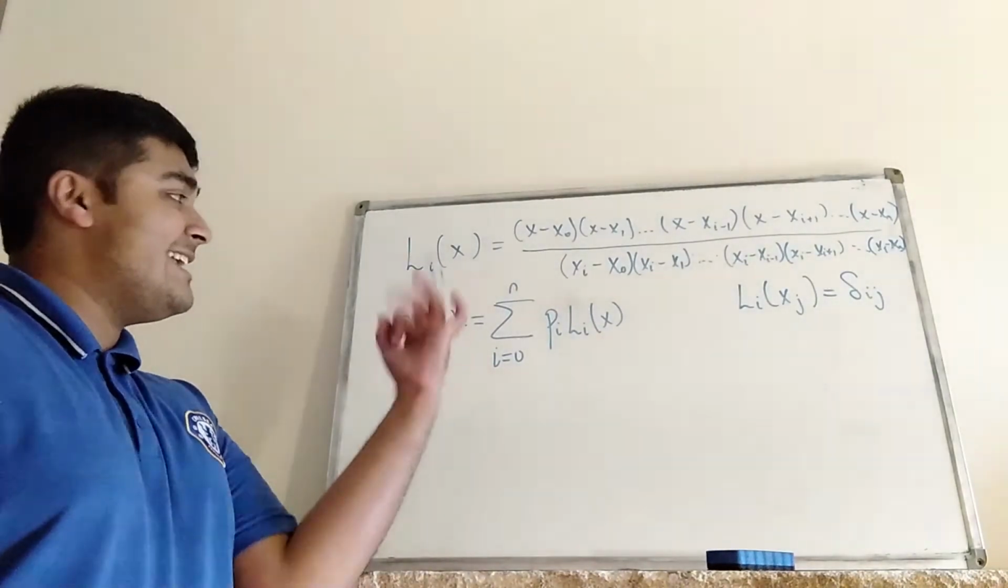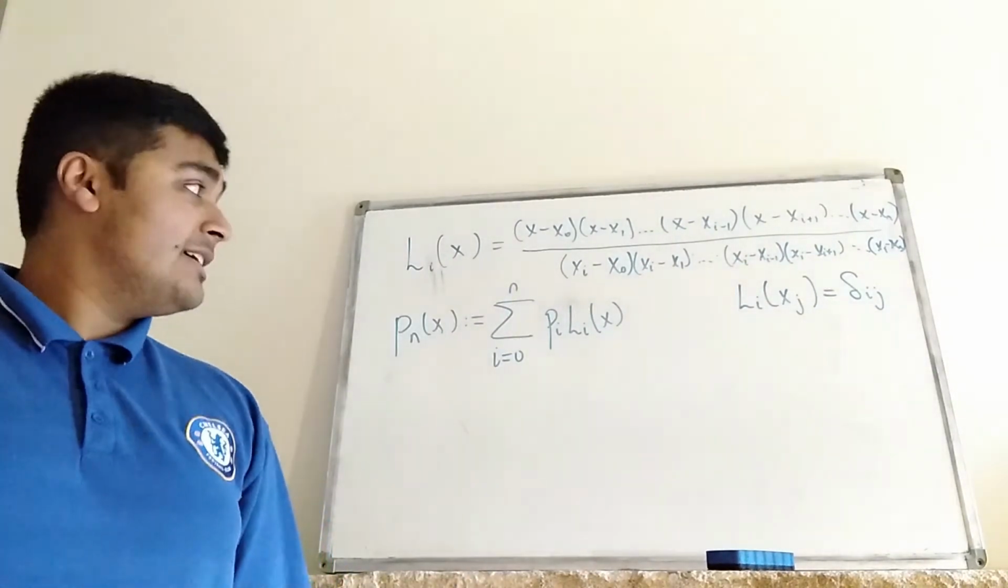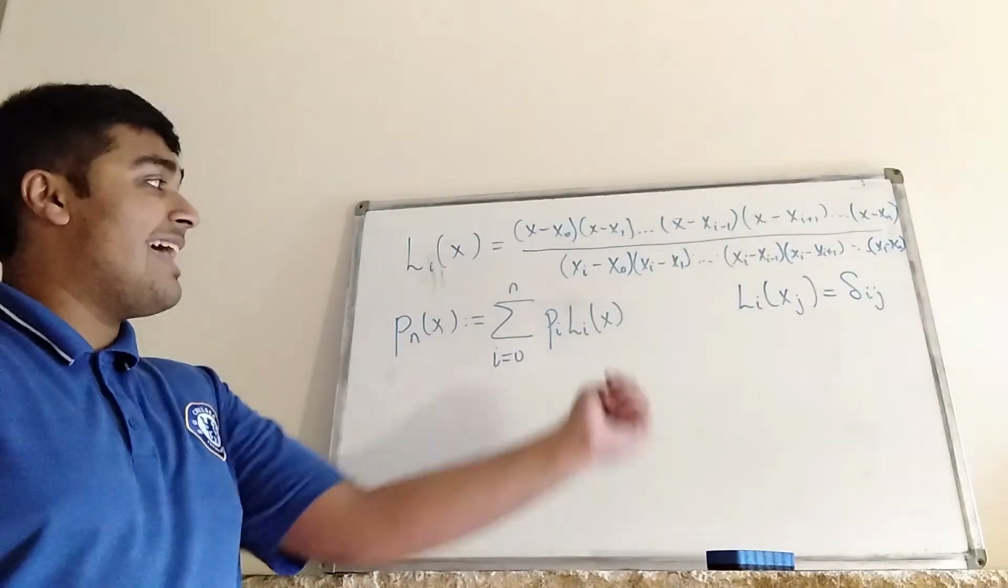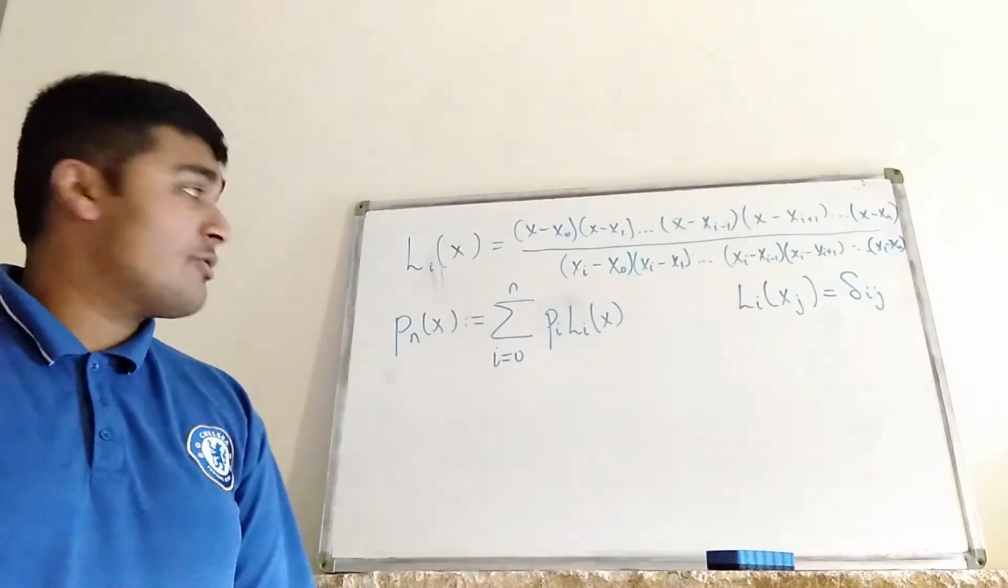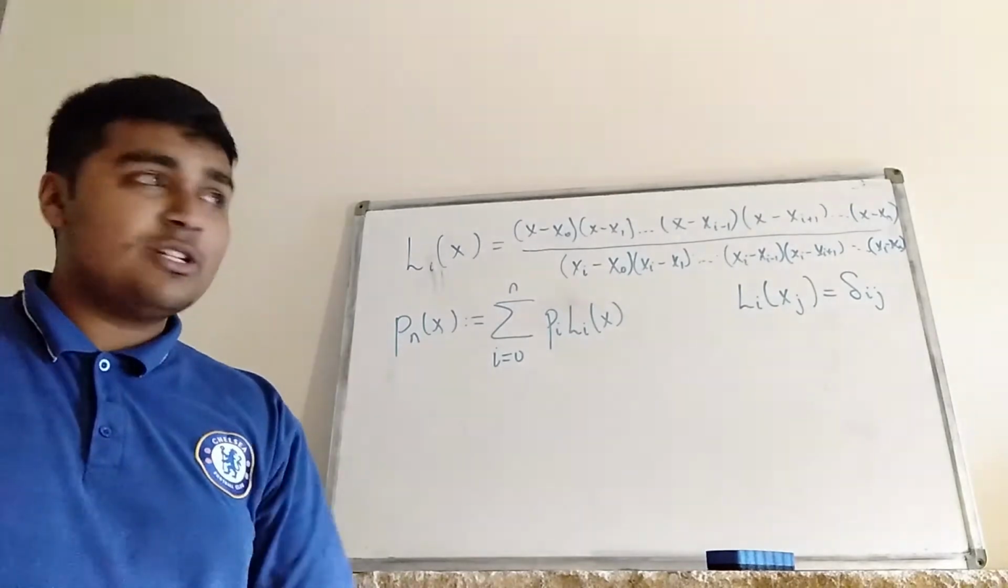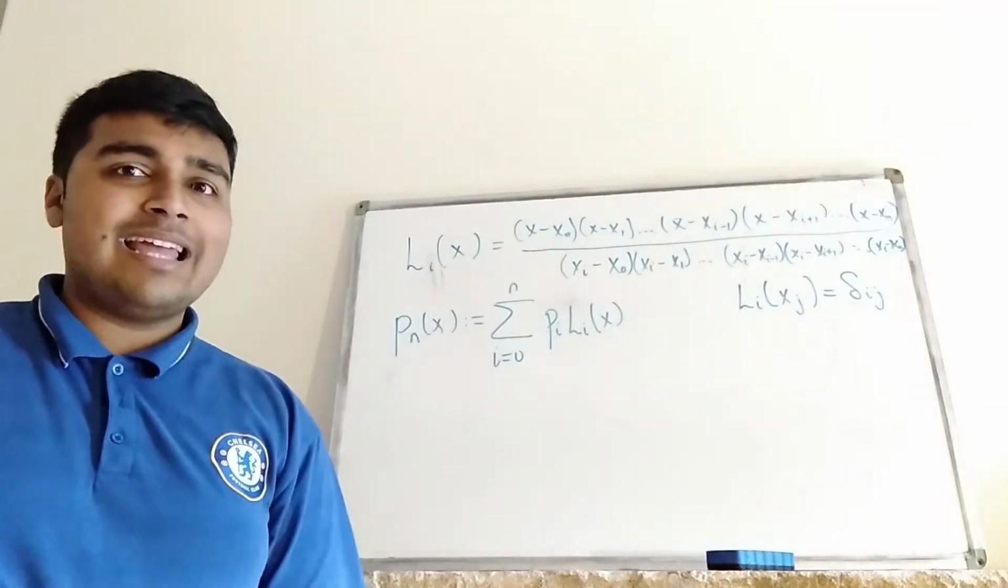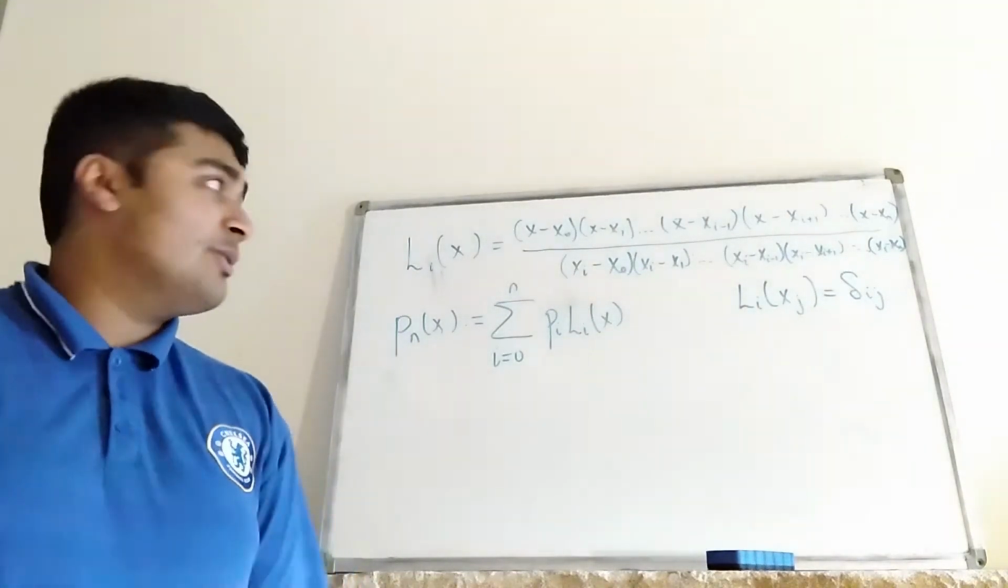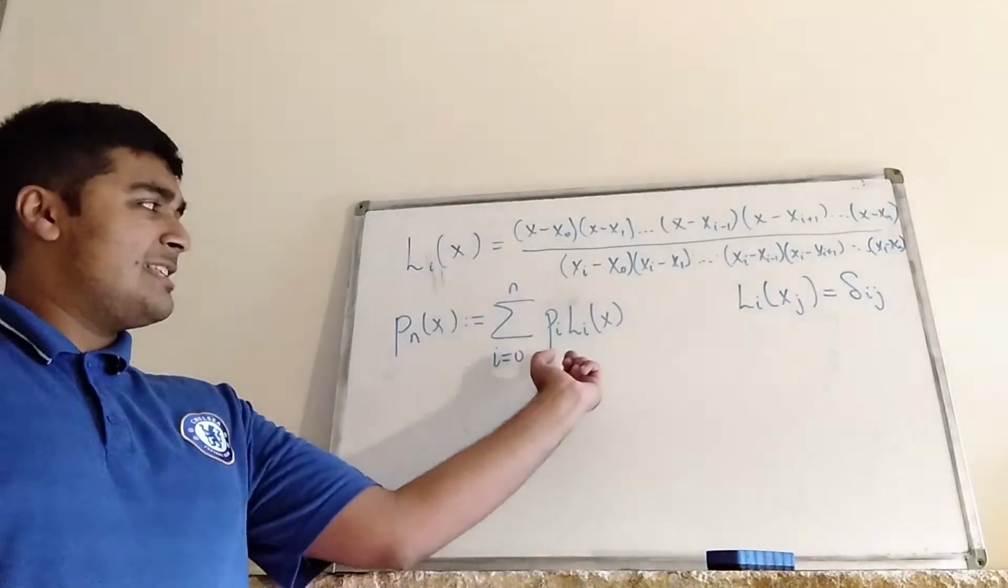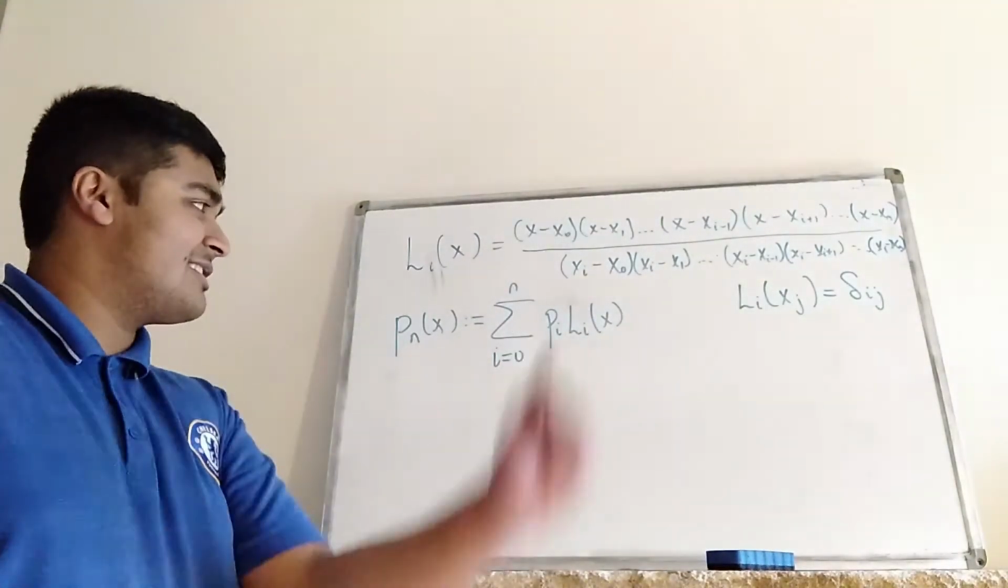Okay, let's check that. Firstly, is it a polynomial of degree at most n? Well, yes, because remember we checked that each of the Li's is a polynomial of degree n, and because we're just summing up a bunch of polynomials of degree at most n, then of course the result will be a polynomial of degree at most n, and notice that this pi term doesn't really affect that because pi is just a constant.